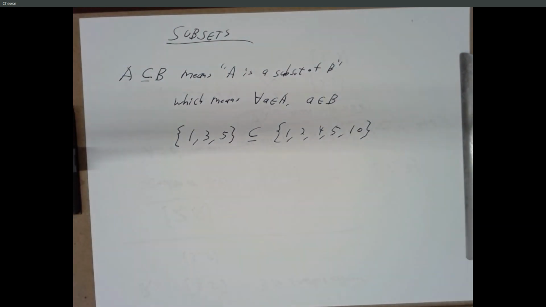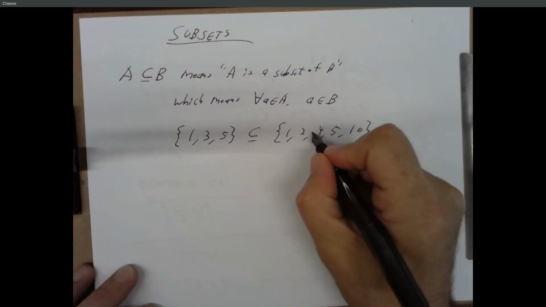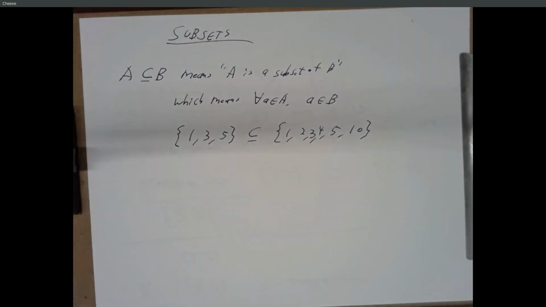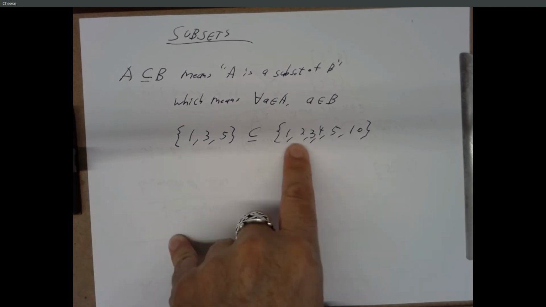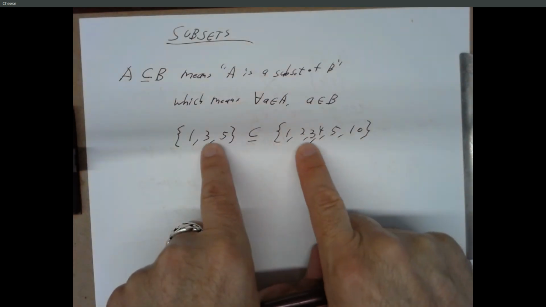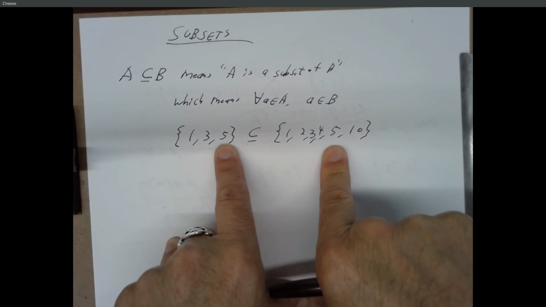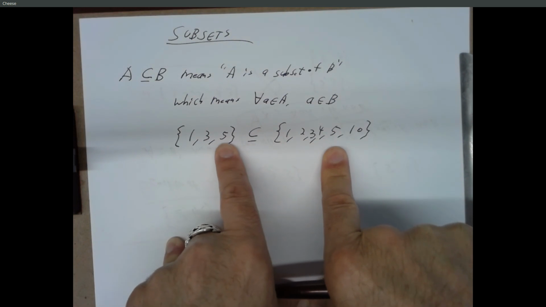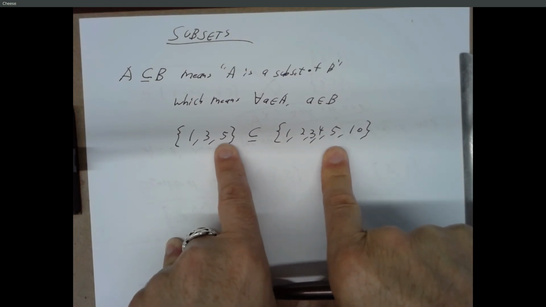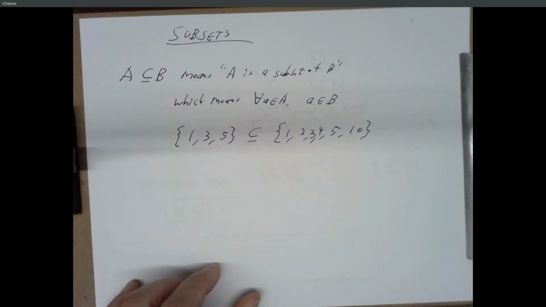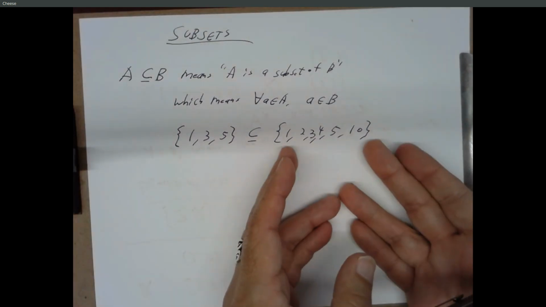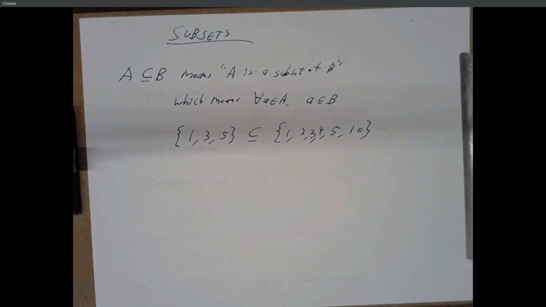So 1, 3, 5 is a subset of 1, 2, 4, 5, 10. How do we know that? Because for everything in this set here on the left, that's an element of the set on the right. 1 is contained in here, 3 is contained in here, 5 is contained in here. Okay, it's just a definition of a relationship between two sets. A is a subset of B if everything in A is also in B. So this is like the original set A with possibly some extra stuff added in.